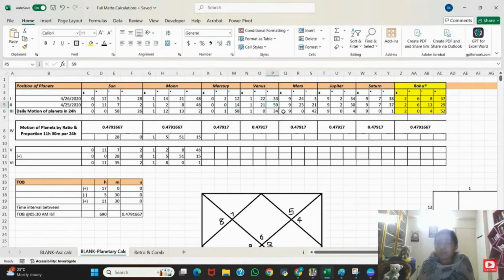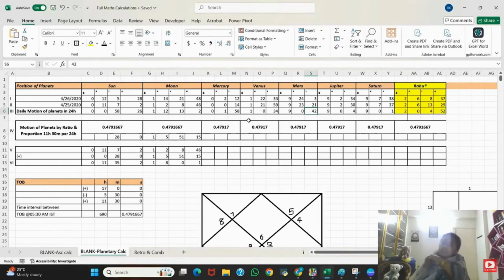Similarly Venus, you ignore the sign here, because the sign will remain constant. The motion for Venus is 34 minutes here. Then for Mars, it is 42 minutes a day. For Jupiter, it is 4 minutes. And for Saturn, it is 1 minute here. Usually Saturn takes 5 minutes and Jupiter takes 12 minutes. And Mars is almost 1 degree, like 45 or 50 minutes, almost close to 1 degree, but generally it is coming somewhat near.